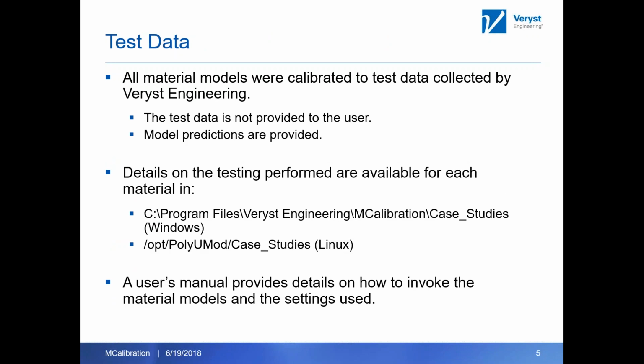So for the test data, all the material models we have in the Veryst Material Database at this time are calibrated to test data that we collected here at Veryst Engineering. We do not provide the raw test data to the user. We only give you the model predictions. But we do give you a fairly extensive amount of information on the testing that we performed and the model predictions. So if you have PolyUMod and MCalibration installed, you can look at those sheets, and those are in these two locations. So they're in the case studies folder of your main installation.